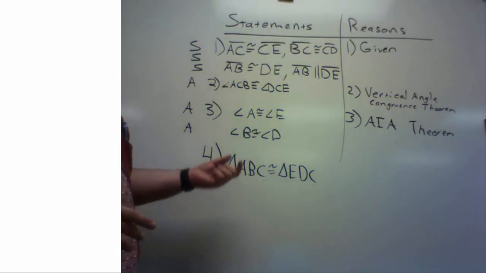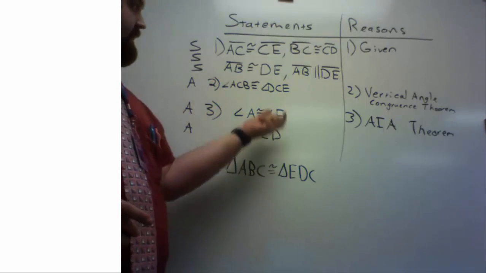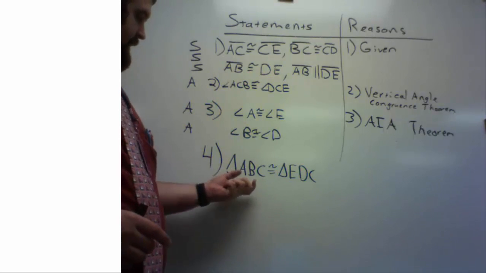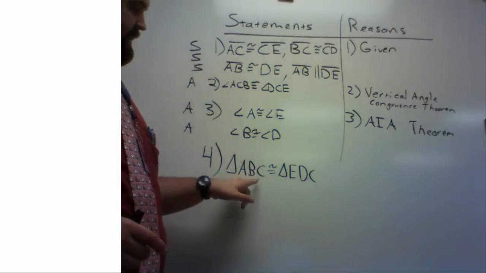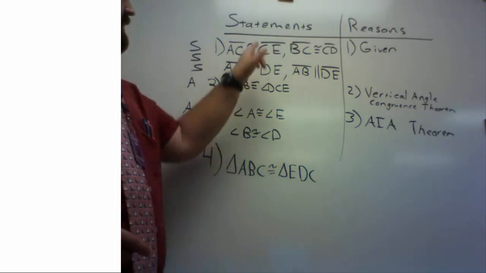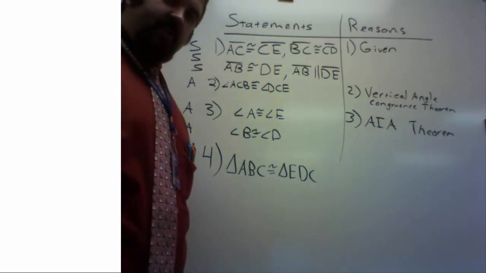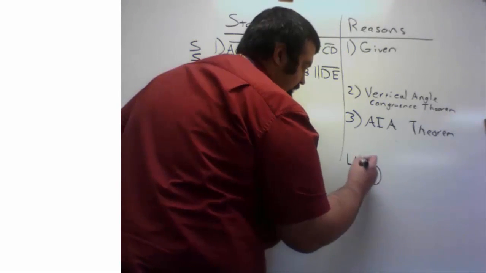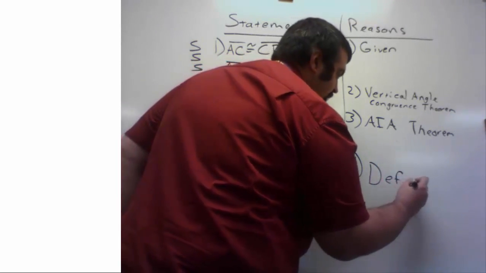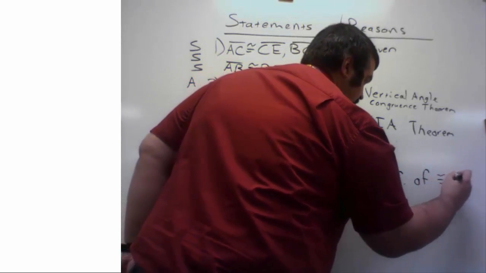Now how about segment AB and segment DE? Good, match up. Segment BC and segment CD? Those match up. And segment AC and segment CE match up. I have a good congruence statement. And again, that reasoning is definition of congruent figures.